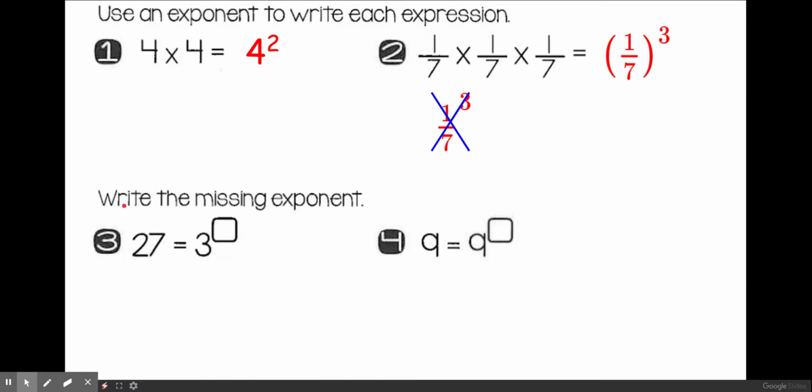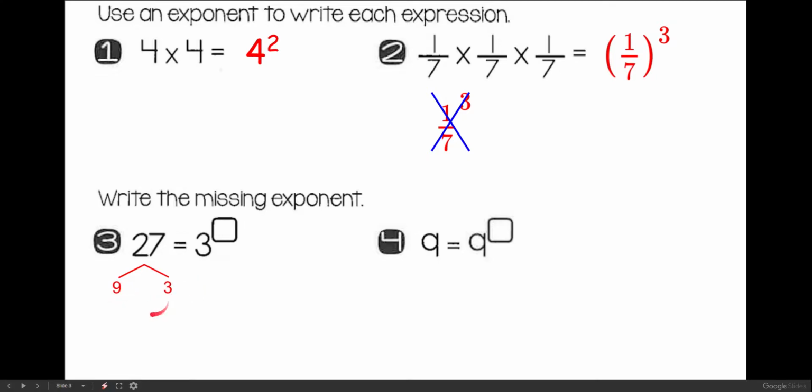Let's take a look at number 3. Write the missing exponent. So 27 equals 3 to what power? How would you figure this out? Well, you figure this out by using a factor tree. At least I do it. So what times what equals 27? Well, 9 times 3 equals 27.